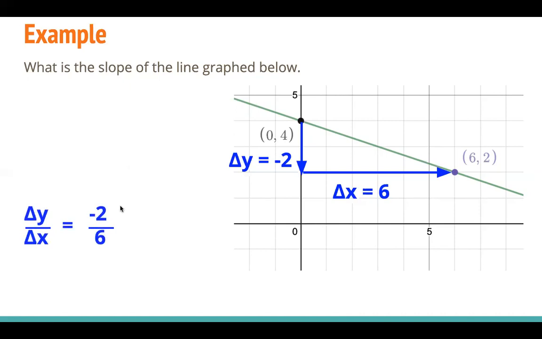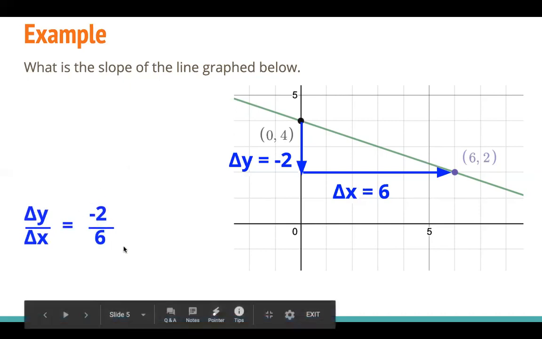Now I make my ratio. The y goes on top and the x on the bottom. And then I should always simplify when I can. So -2 over 6, I can divide top and bottom by 2. This is equivalent to -1/3.